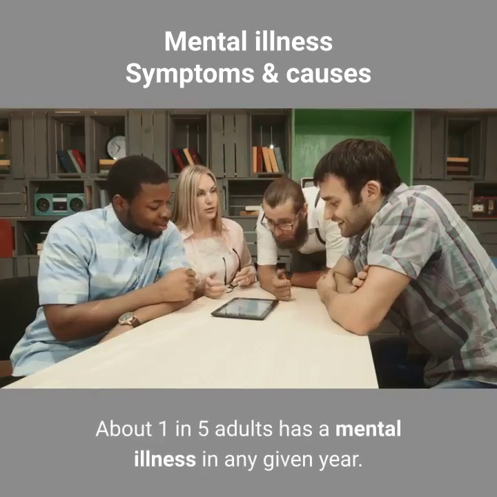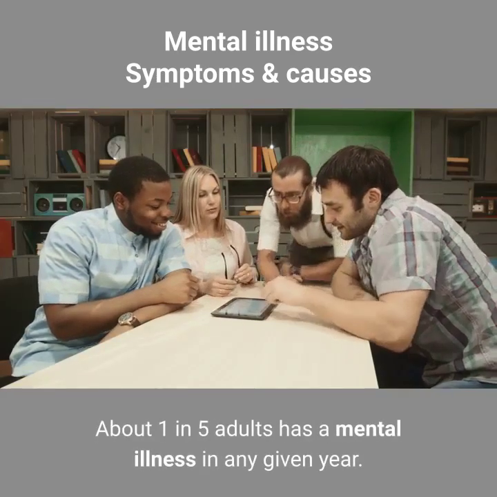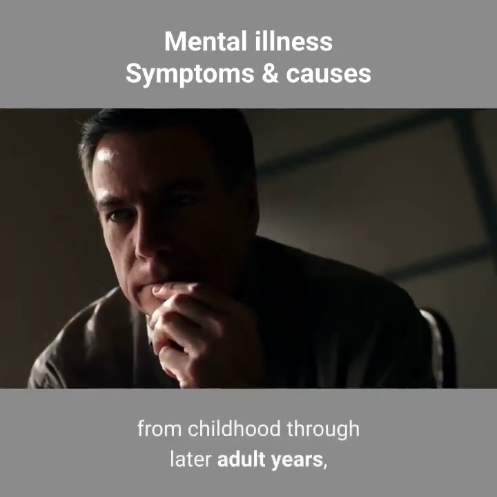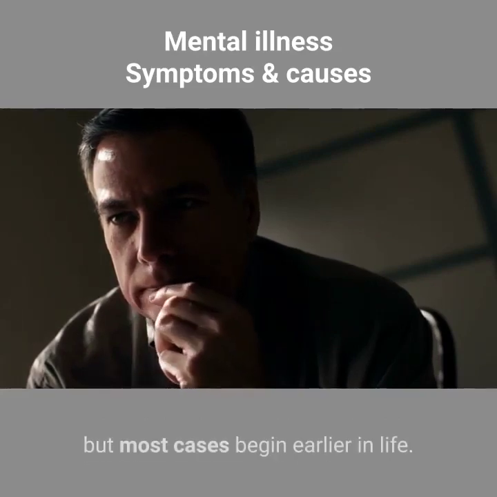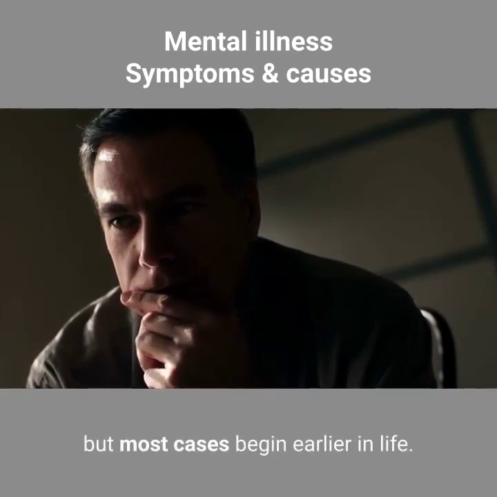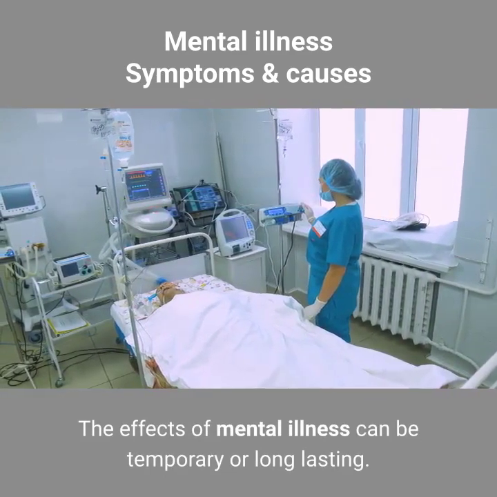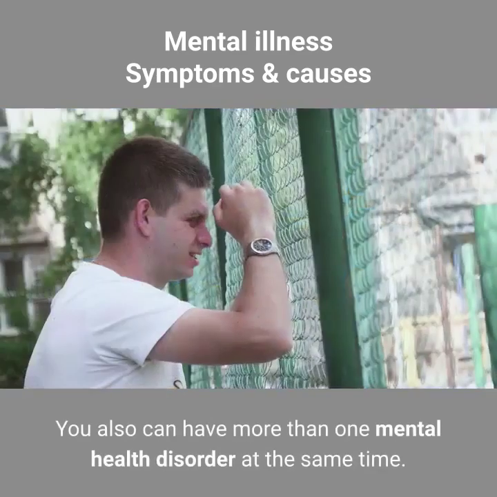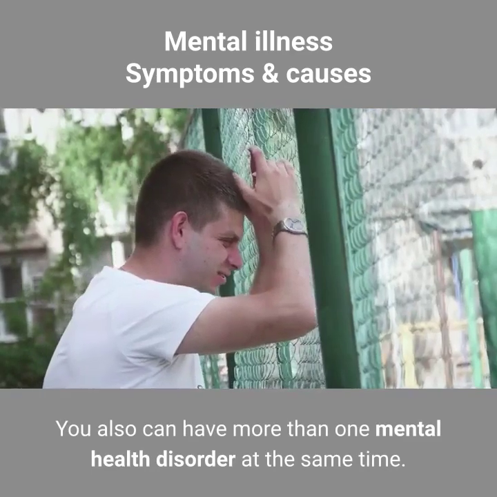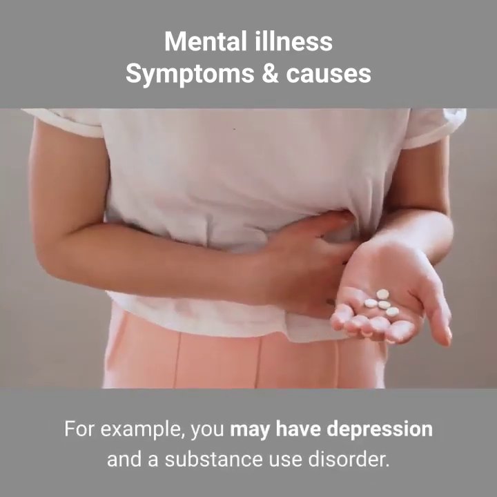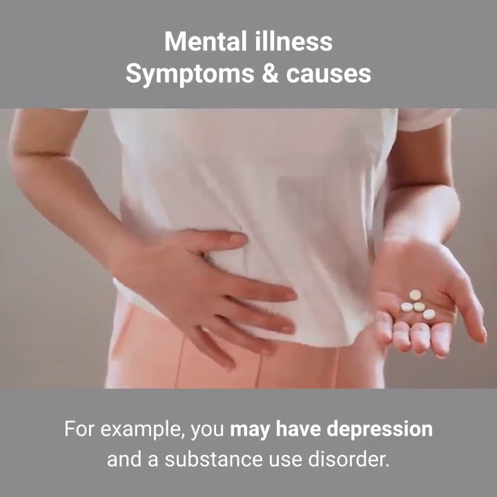Mental illness is common. About 1 in 5 adults has a mental illness in any given year. Mental illness can begin at any age, from childhood through later adult years, but most cases begin earlier in life. The effects of mental illness can be temporary or long-lasting. You also can have more than one mental health disorder at the same time. For example, you may have depression and a substance use disorder.